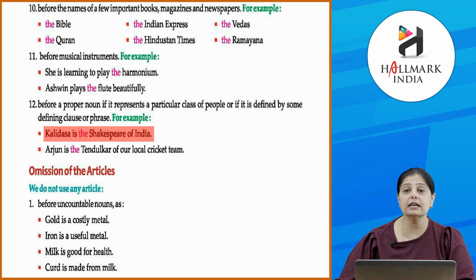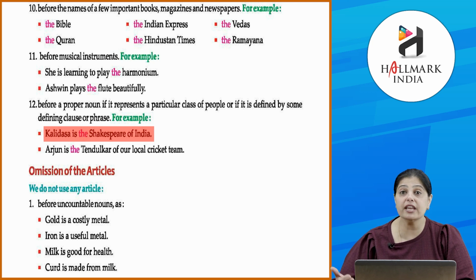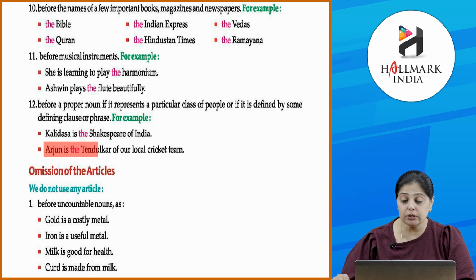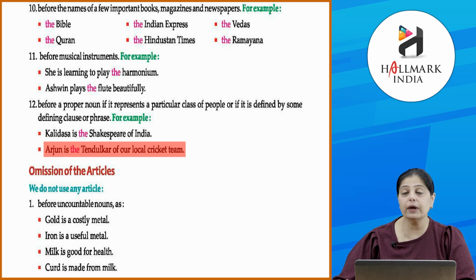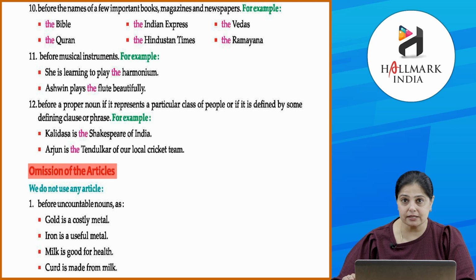Okay, मतलब कालिदास की comparison हो रही है with Shakespeare. So we are trying to tell that Kalidas is the Shakespeare of India. Okay, Arjun is the Tendulkar of our local cricket team. Clear? Okay. Now let's see when do we omit the articles. Okay, let's look at the omission of the articles.